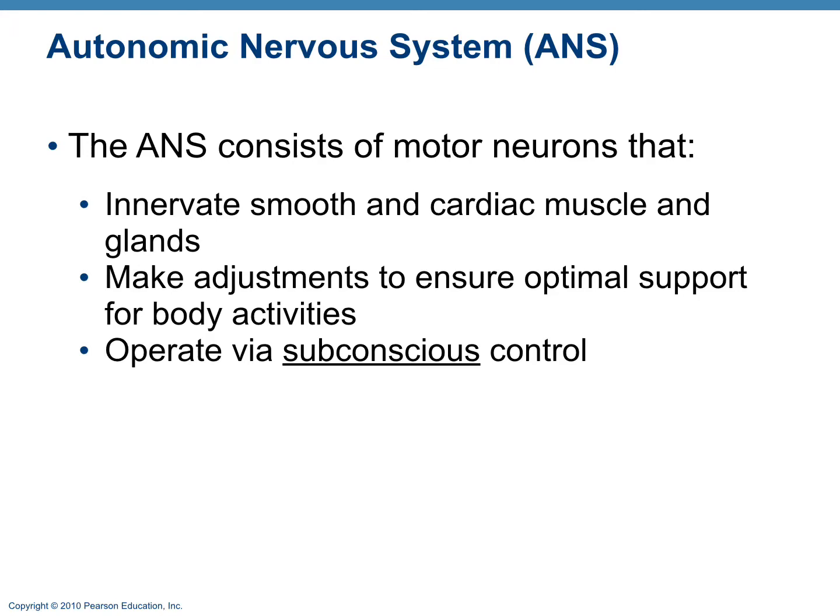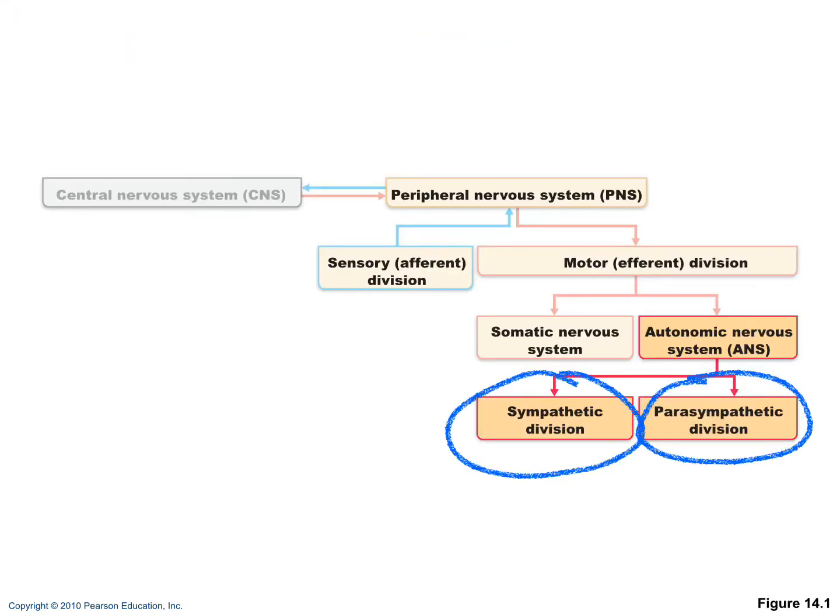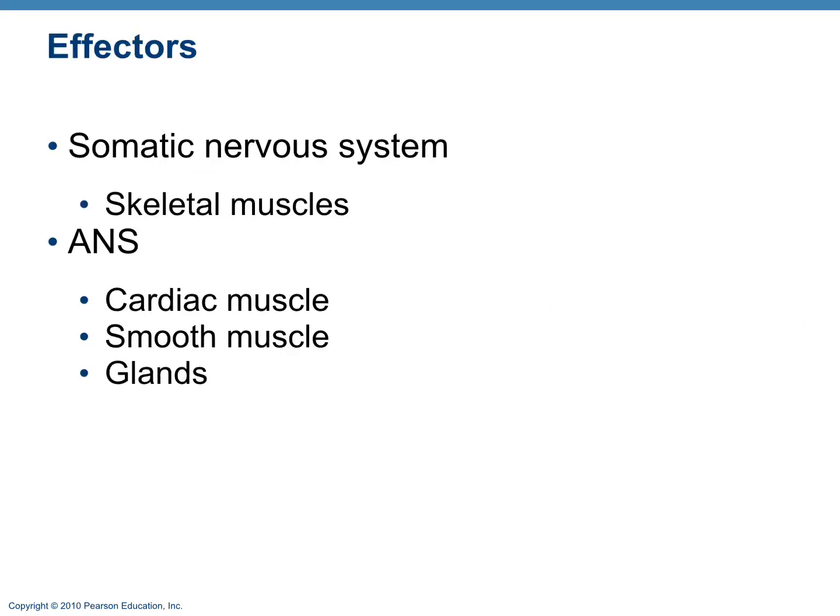So we saw before, looking at motor neurons in the somatic nervous system, controlling skeletal muscles. You see here we have two divisions, the sympathetic division and the parasympathetic division of the autonomic nervous system. So let's make some comparisons. In the somatic nervous system, the effectors were skeletal muscles. In the autonomic nervous system, the effectors, as I said, are cardiac muscle, smooth muscle, and glands.